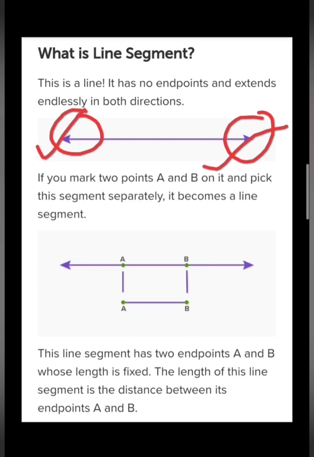This is a line. But if we take out a little piece from this line and we can measure it using a ruler, we can call it a line segment. So it becomes a line segment when we pick a small piece from a line. This line segment has two endpoints A and B, and you can measure the length. The length of this line segment is the distance between the points A and B.